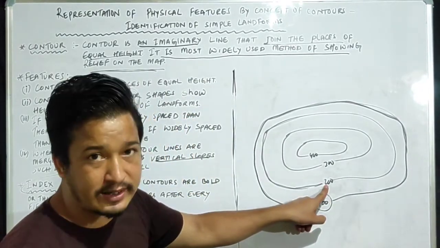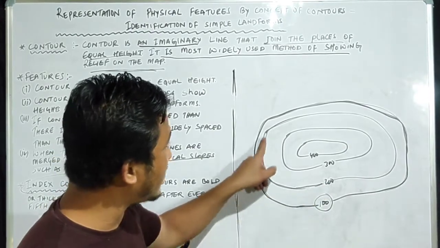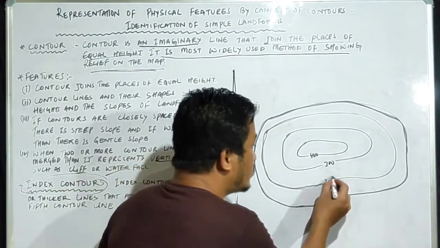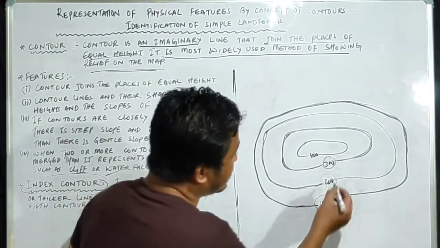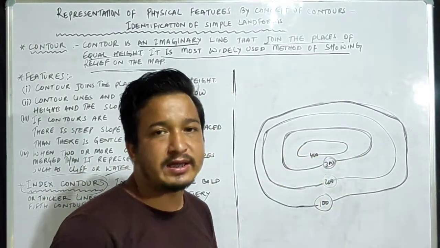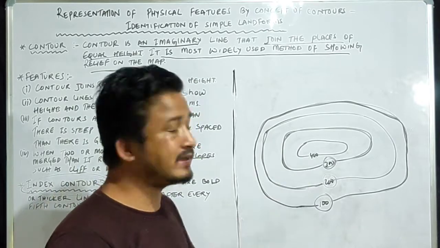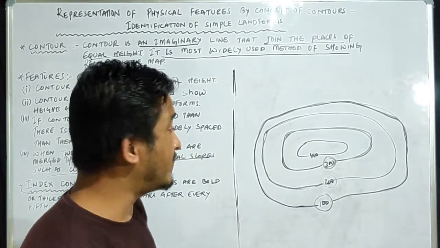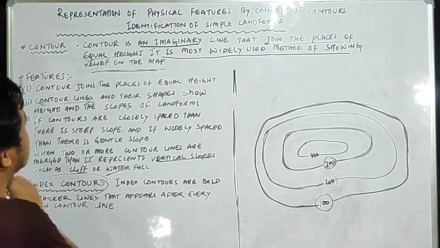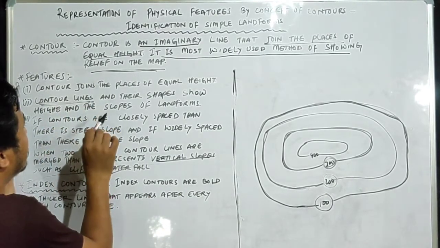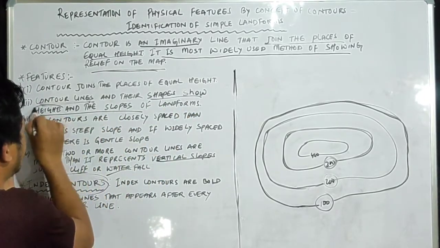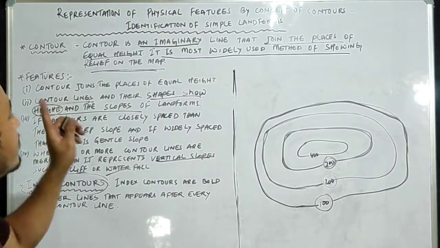Similarly here it is written 200, it means this contour line joins all the places having a height of 200 meters. So here it is written 300, it means this contour line joins the places which have equal height, and that is 300 meters above sea level. So that's why, students, here it is written contour lines and their shape shows height, and only height we are learning here, the height of the landforms.